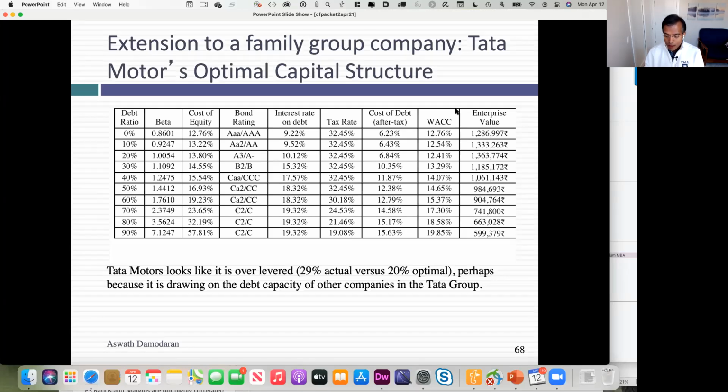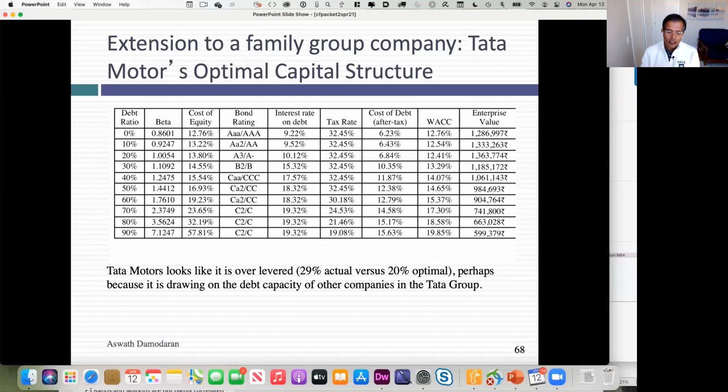My cost of capital, if you look at the second to last column, decreases as I go from 0 to 10 to 20. But once you get past 20, the cost of capital starts to rise again. The optimal debt ratio for Tata Motors is about 20%. Their actual debt ratio was about 29%. They looked a little over-levered. They looked like they had a little too much debt.